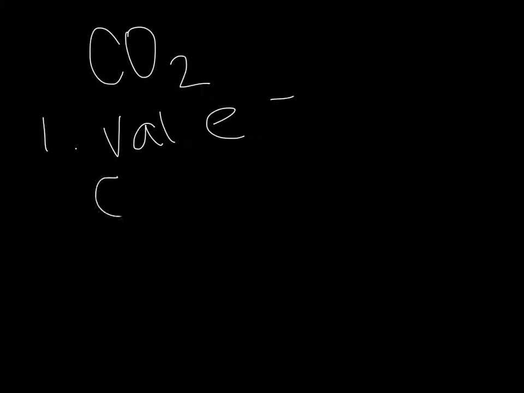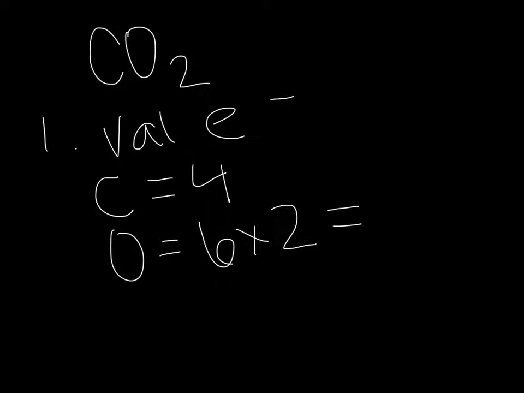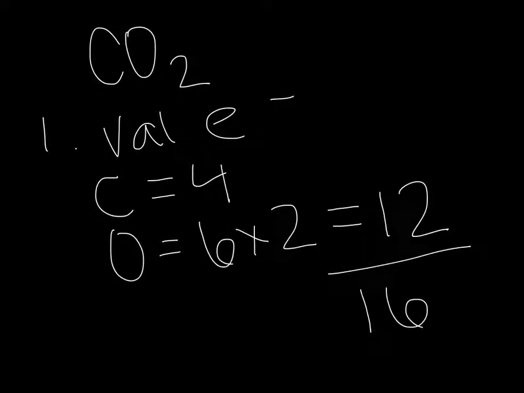This is how to make a Lewis structure and determine the VSEPR shape of the molecule. If my molecule is CO2, the first thing I'm going to do, step 1, is determine my valence electrons. Carbon has 4 valence electrons, oxygen has 6, and there's 2 of them, so that gives me 12. So total I have 16 valence electrons.